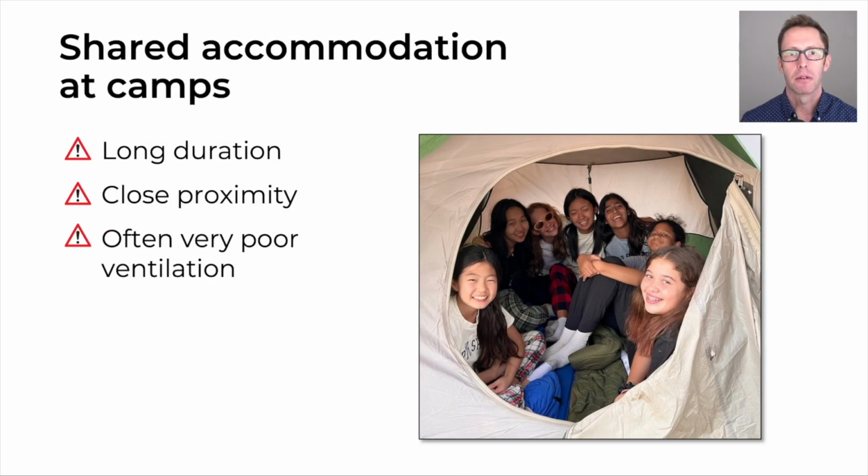The last high-risk category I wanted to talk about is shared accommodation at school camps, so things like tents and cabins. These are high risk. If we look back to our risk factors, they have long duration, they have close proximity, and typically they have very poor ventilation. Unfortunately, we're seeing anecdotally some stories of schools where parents are choosing to send kids to camp knowing that they're sick, but sending them anyway because the kids don't want to miss out. And so this is really unfortunate and can lead to large numbers of other students and staff being infected.